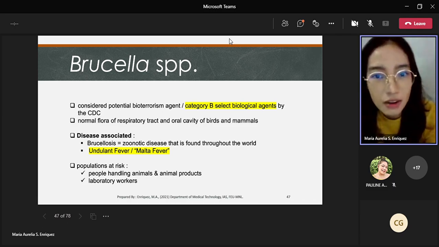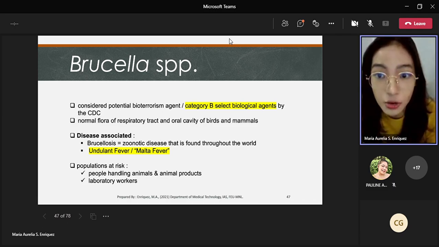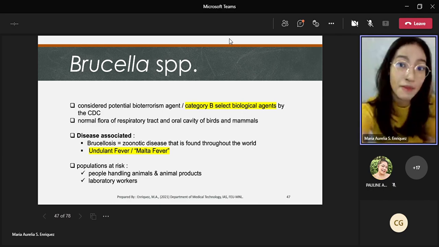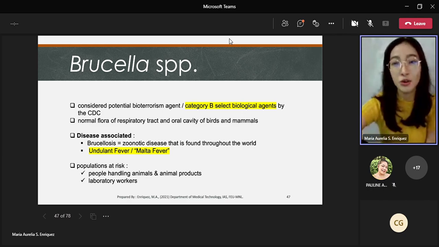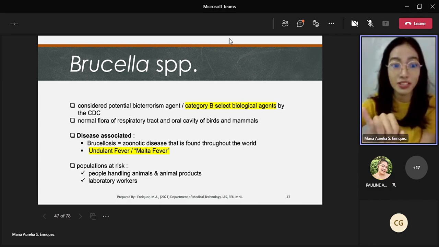All right. Now, brucellosis is also a zoonotic disease katulad ng pasteurellosis. So dito po sa discussion natin, marami tayong madadaanan ng mga zoonotic bacterial infections. So isa na yung Pasteurella species.